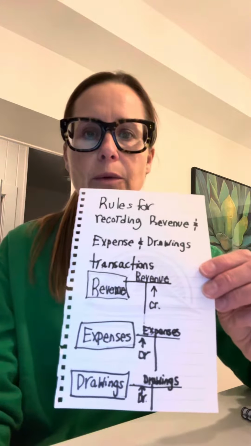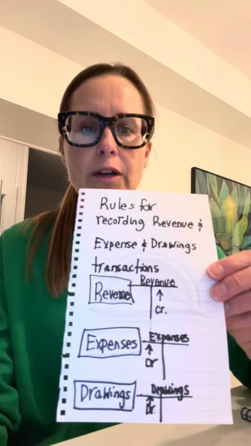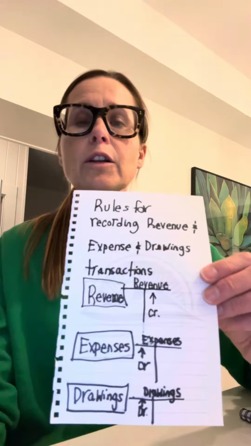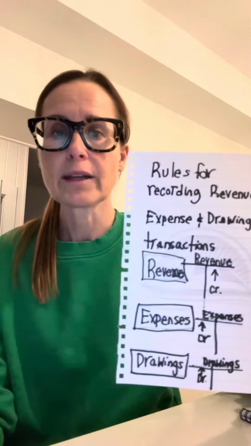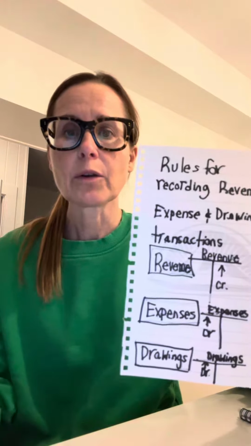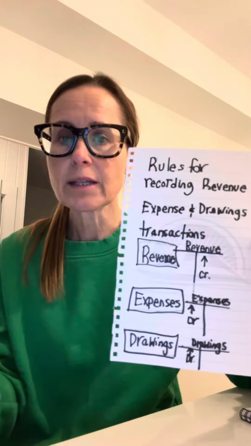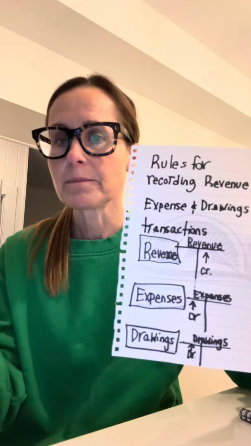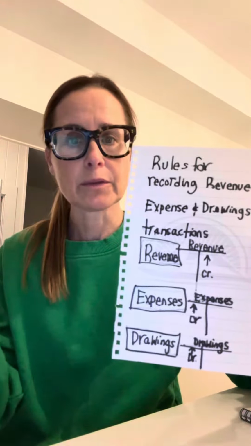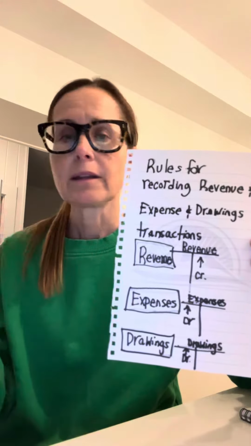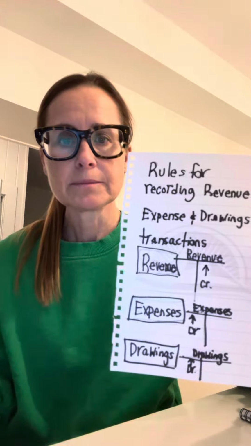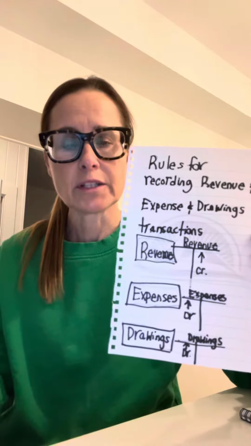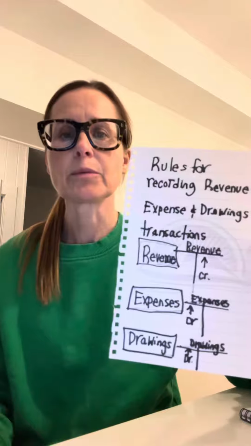When you decide whether revenue, expense, or drawings should be debited or credited, the clue is to think about how it affects equity. So if it increases equity, it's going to be a credit because equity is increased with a credit. If it decreases equity, then you're going to debit it, because debits are decreases to equity. And that's the simple rule.